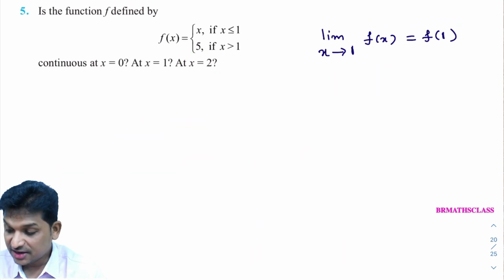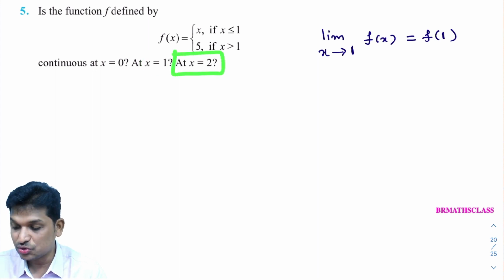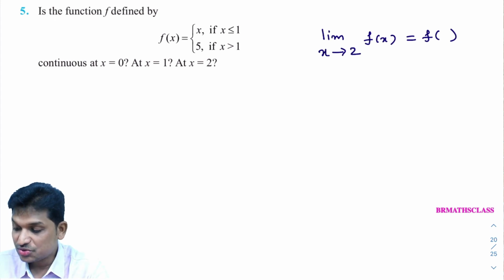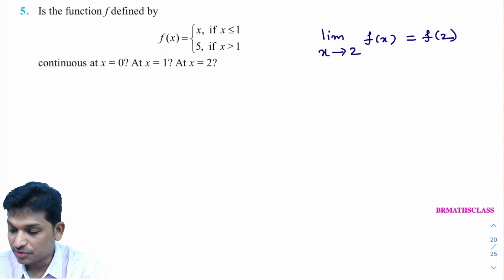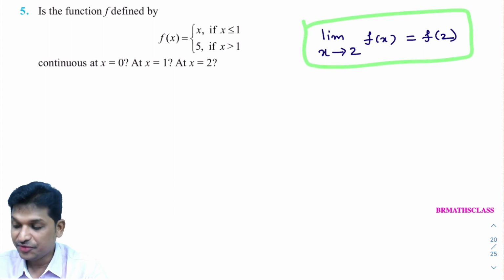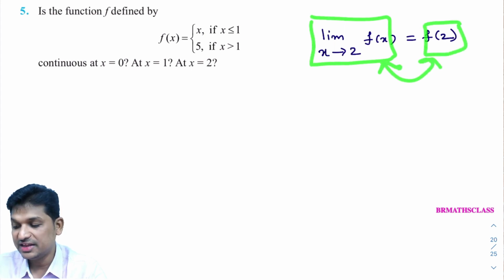Okay. I checked the continuity of the function at x equal to 0 and at x equal to 1. Now I need to check the continuity at x equal to 2. When can I say the function is continuous at x equal to 2? Please answer. If limit as x tends to 2, f of x equals f of 2, then I can say that the function is continuous at x equal to 2. So for that, first I need to calculate limit as x tends to 2 of f of x. Next I need to calculate f of 2. If both values are equal, then I can say that this function is continuous at x equal to 2.